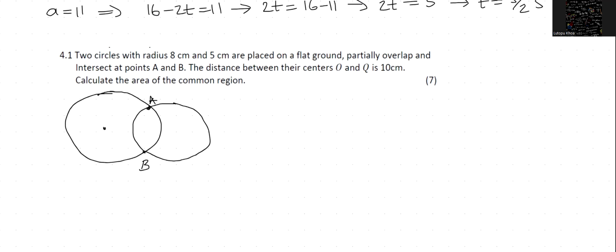So the radius of this big circle here is 8, and the radius of this small circle here is 5 centimeters. Okay, and they intersect at these points. The distance between their centers is 10. So the distance from there to there, this is 10 centimeters. Calculate the common area. So this area here is what we are trying to work out.